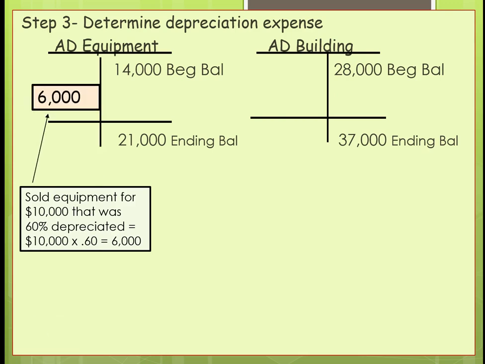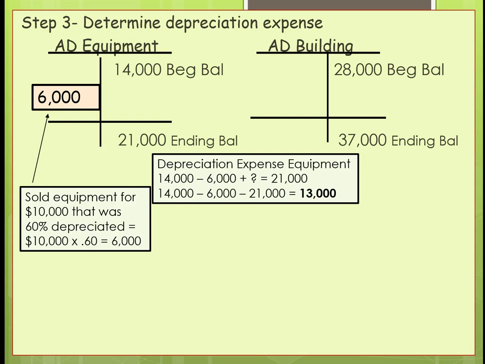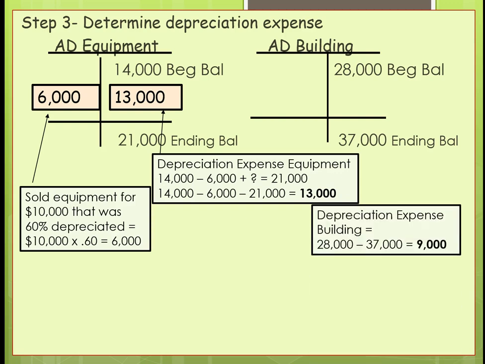So we would insert these numbers and take 14,000 minus 6 minus 21, and we get 13,000. Now for the building, nothing else happened, so we know the change there would be 9,000 in depreciation expense.